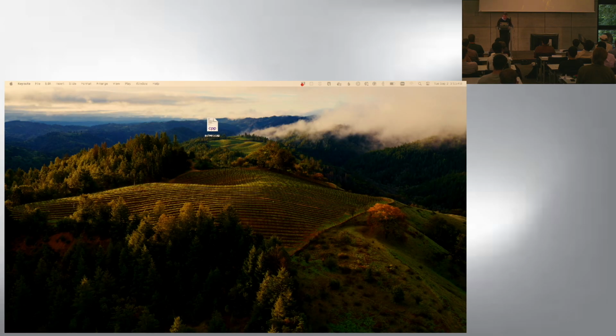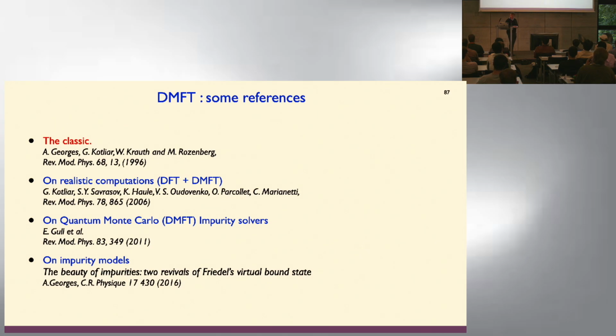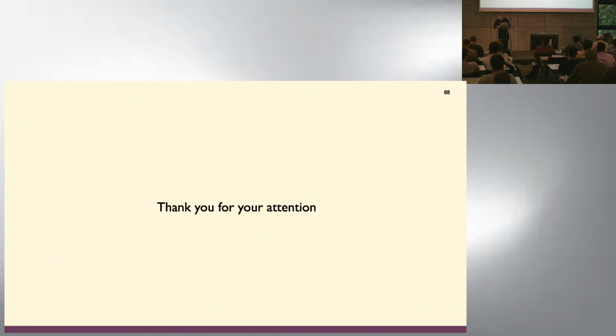And I'll leave you with some references. A very classical review by Georges, Kotliar, Krauth, and Rozenberg. A more recent one about DFT+DMFT. Some reviews about the Monte Carlo impurity solvers. And on impurity models, I added a reference. It's a small review article, which was reprinted in memory of Jacques Friedel, who, by the way, was working nearby at Orsay. On the impurity problem, it's a small introduction containing a bit more than the material I presented yesterday, and a small introduction to DMFT as well. It was published a couple of years ago. And on that, I will thank you and take more questions.